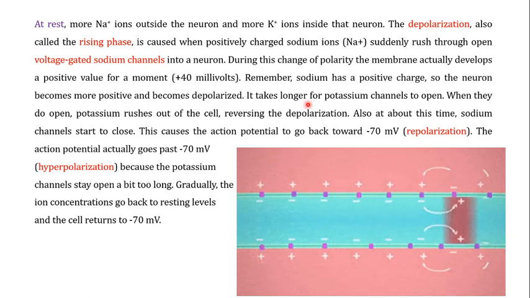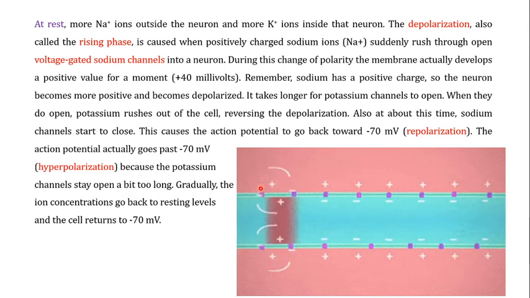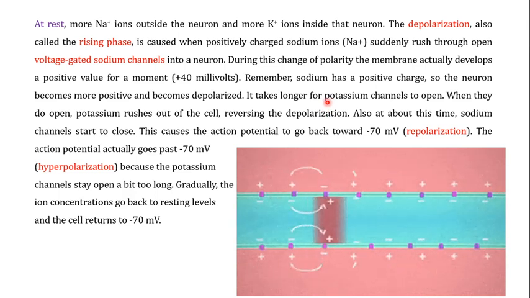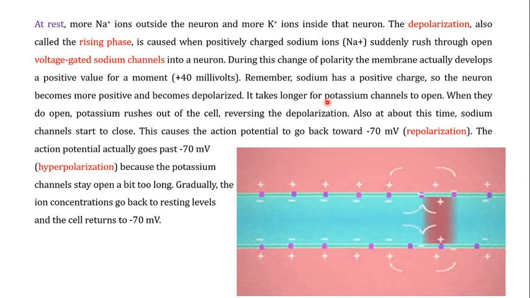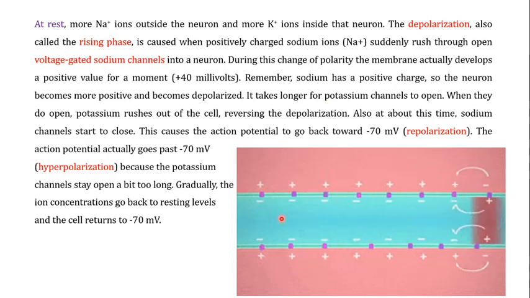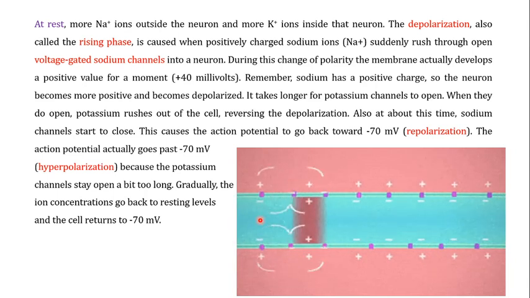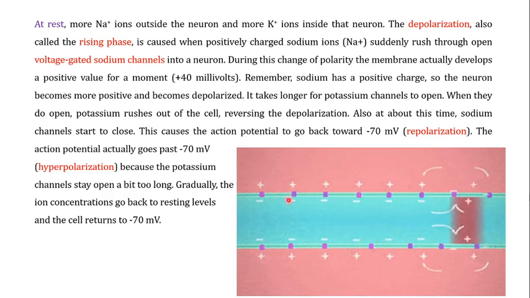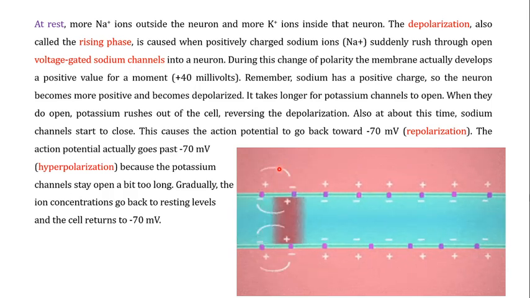Now what happens is that when these sodium ion channels open and the interior of the neuron becomes positive, it takes longer for the potassium channels to open. When the potassium channels open, the potassium rushes out of the cell because the potassium ion concentration is high inside the neuron and low outside the neuron. So when the potassium ions, as they have positive charge, move from the inside to the outside of the neuron, this means that the inside of the neuron again moves towards a negative value because you are removing the positively charged potassium ions from the interior of the neuron.